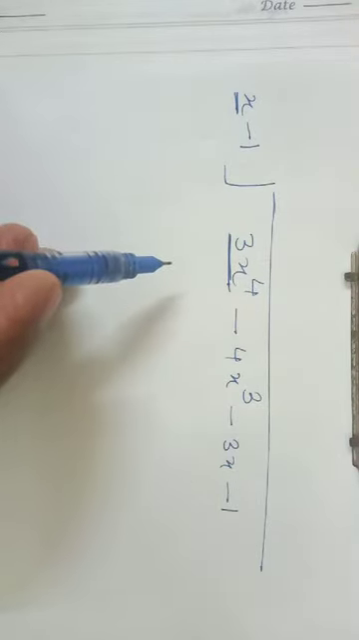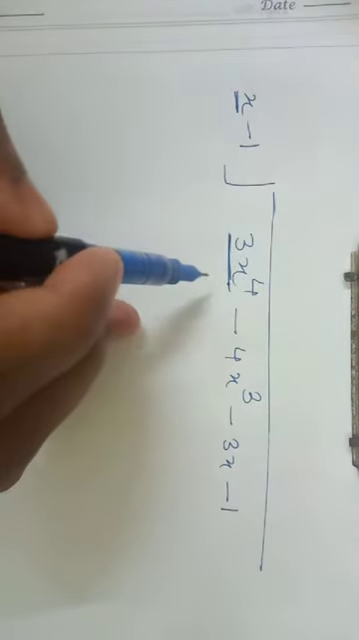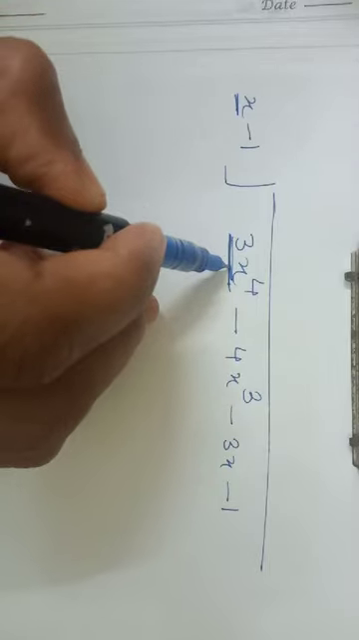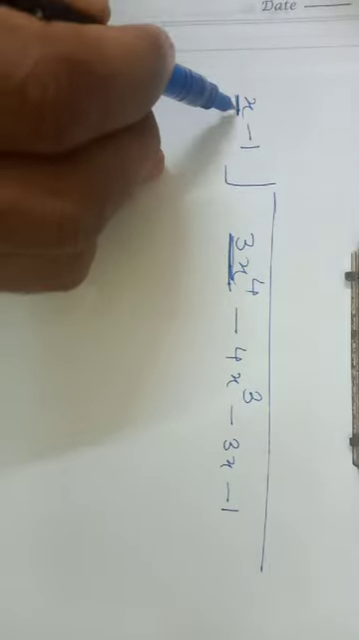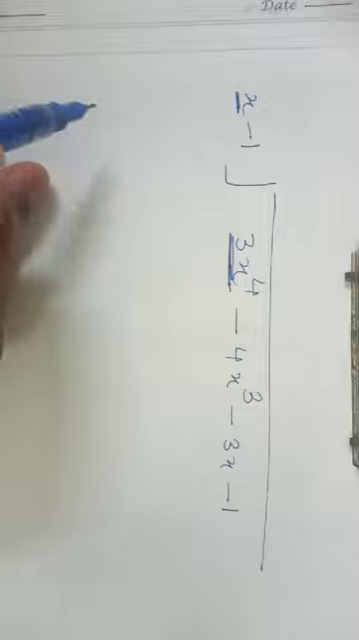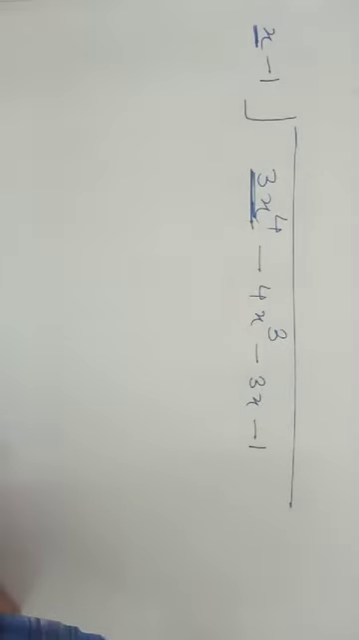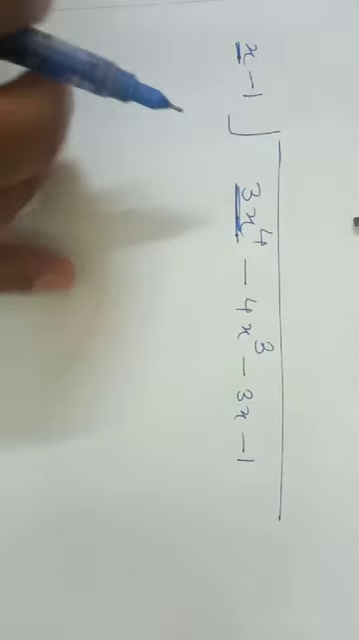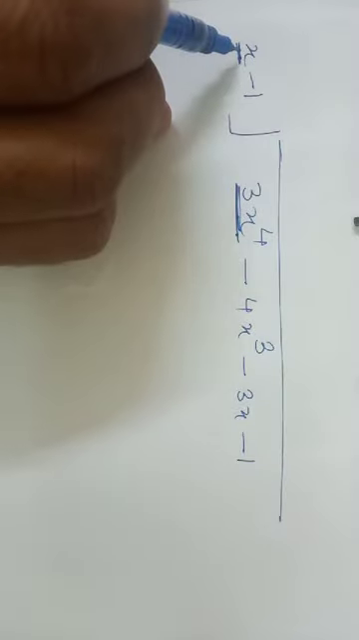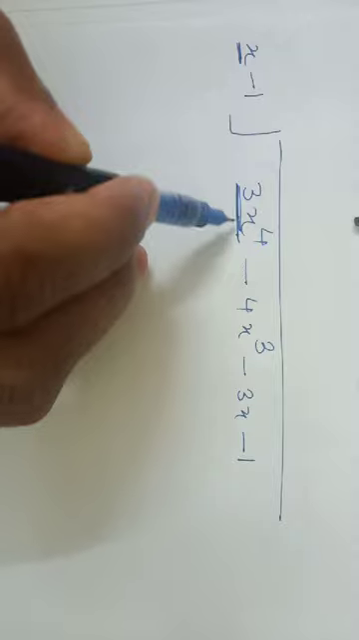Then we should apply the method: observe the first term of the dividend polynomial and observe the first term of the divisor polynomial. A very easy method is there: which value should be multiplied in the divisor polynomial so that you can get 3x raised to the power 4. Very easy method.